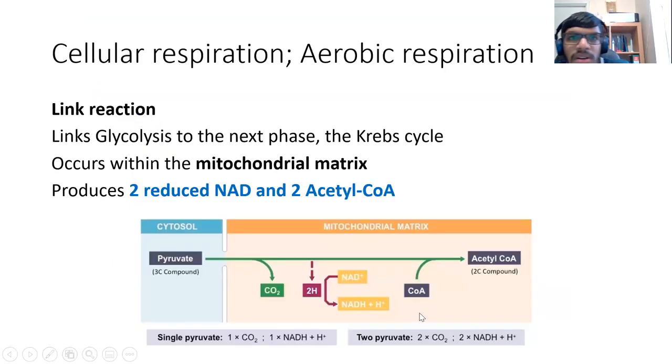Moving on now. Here we have the next stage. Sorry, I forgot to label this as number 2. The next stage of aerobic respiration is called the link reaction. The link reaction links glycolysis to the third phase of aerobic respiration, and that is the Krebs cycle. This occurs within the matrix of the mitochondria.